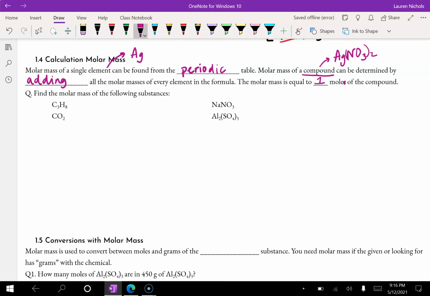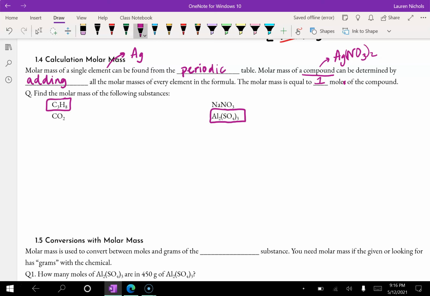So if we want to find the molar mass of these, I'm going to show you an example of these two and not do all 4. But if you need to check your work for the other 2, you can leave a comment below the video, and I'd be happy to check your work for you, or you can ask me in class.